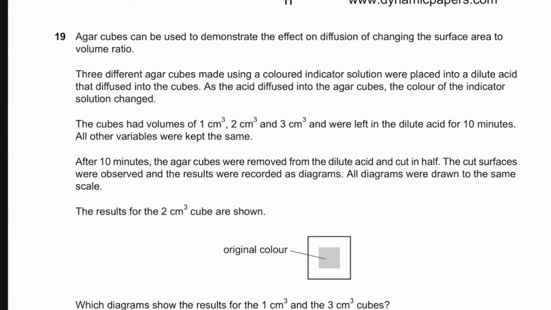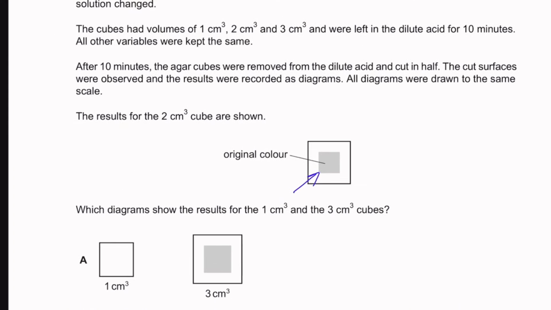After 10 minutes, the agar cubes were removed and cut in half, and the cut surfaces were observed and the results were recorded on the diagrams. All diagrams are drawn to the same scale. The results for the 2 centimeters cubed cube are shown here. You could see that part of the acid diffused into the agar cube and changed its color. And so which diagram shows the results for the 1 centimeters cubed and 3 centimeters cubed cubes?